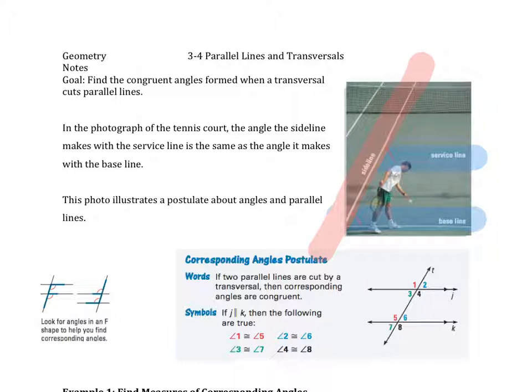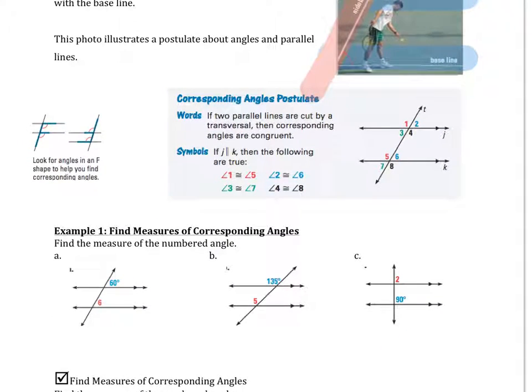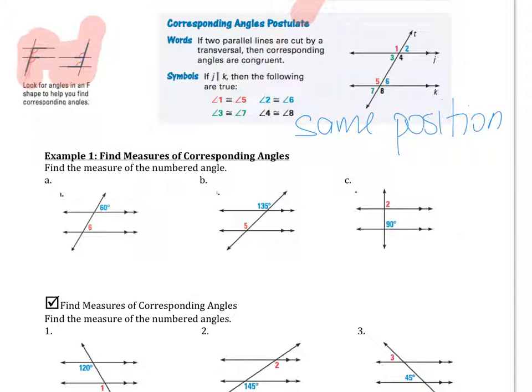Okay, we have different angle relationships that occur. The first one is going to be corresponding angles. Corresponding angles are those angles that are in the same position. Same position. So we want to think about the letter F, upside down or sideways. And the corresponding angles are congruent.